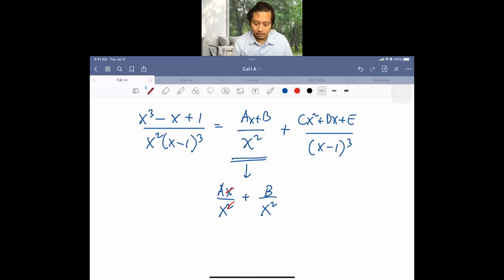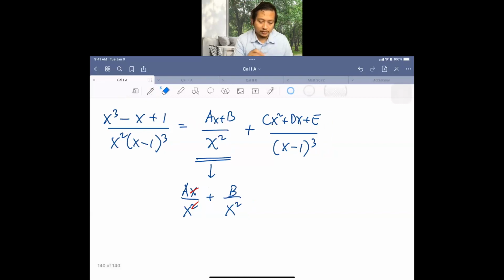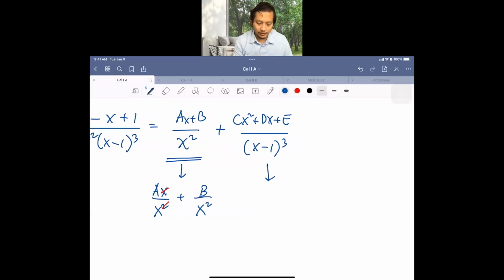Now, by the same or similar method, we might have, from this part, c over x minus 1 plus d over x minus 1 squared plus e over x minus 1 cubed. And this should give a perfect constant in the top of each fraction. Okay, this is why it's so important, because the repeated linear factors make these separate fractions have a perfect constant in the numerator.